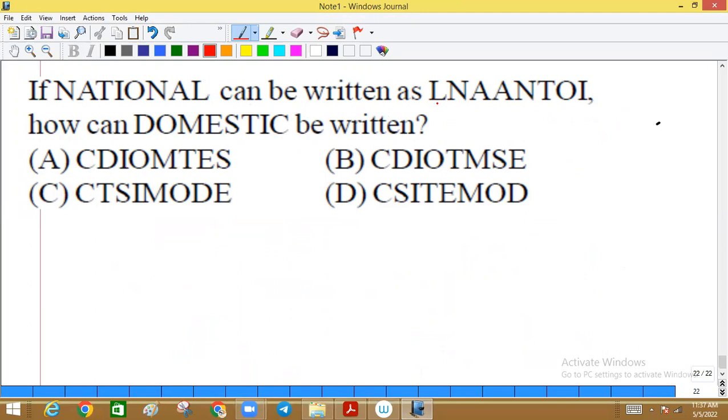So what is the first letter here? L. So here it is L. What is the next letter here? N. Where is N? N is here as well. Here. So there are two ways.